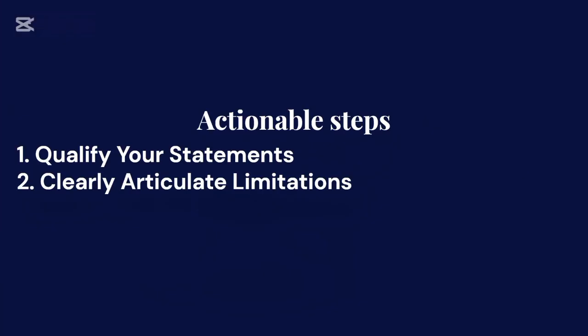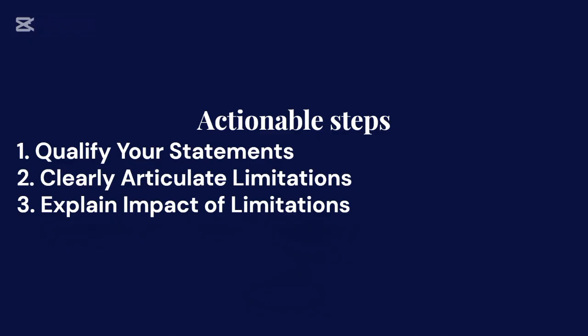Now, step 2 is to clearly articulate your limitations. This is when you want to dedicate an entire section or a paragraph to your limitations and be honest about your sample size, your methodology, or any unforeseen challenge or circumstance that might have influenced your result interpretation. Now, the third step is to explain the impact of your limitations. You don't just want to list your limitations, you want to explain how they might have affected your findings and interpretation. For example, you can say something like, the small sample size limits the generalizability of these findings.